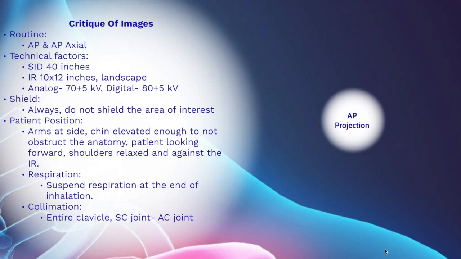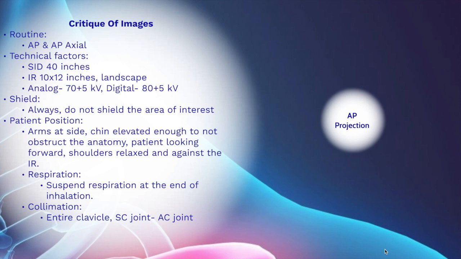For this procedure, the routine will be an AP and AP axial. The SID will be 40 inches and you will use an IR of 10 by 12 inches, landscape wise. However, since my clinical site did not have a 10 by 12 inch IR, I used a 14 by 17 inch IR and collimated enough so that the entire clavicle is demonstrated, from the SC joint to the AC joint.